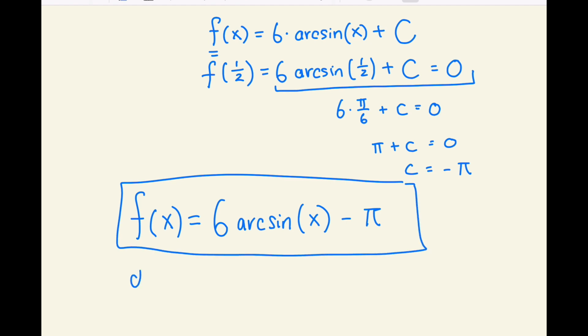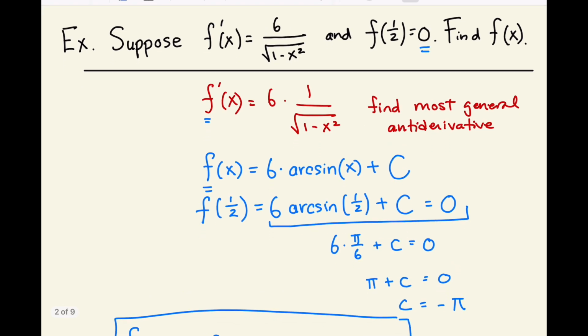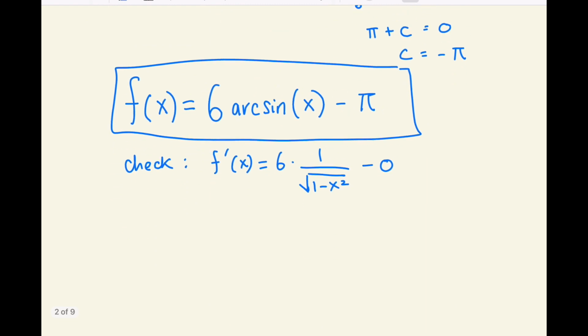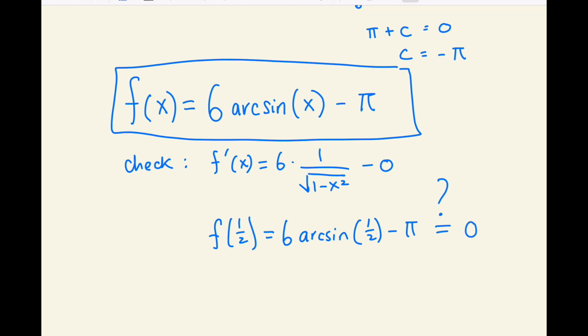And as always, I'm going to check my work. I'm going to take the derivative, so f prime of x is equal to 6 times 1 over the square root of 1 minus x squared minus 0. Okay, and that indeed was the original function here, so that matches up. And I also want to check that f of 1/2, which is 6 times arcsine of 1/2 minus pi, is actually equal to 0. So in this case, I have 6 times pi over 6 minus pi is equal to 0, and that checks out.